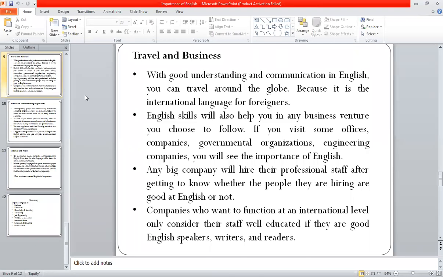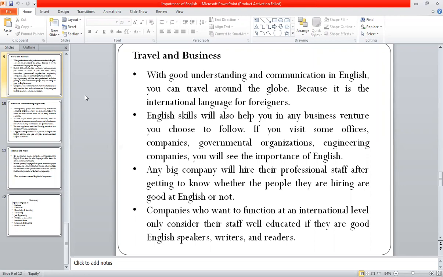So foreigners consider this language as the international language. This is the language which is called the international language because it is spread all over the world. It's spoken in each and every part of the world. So this is also the language of travel and business.